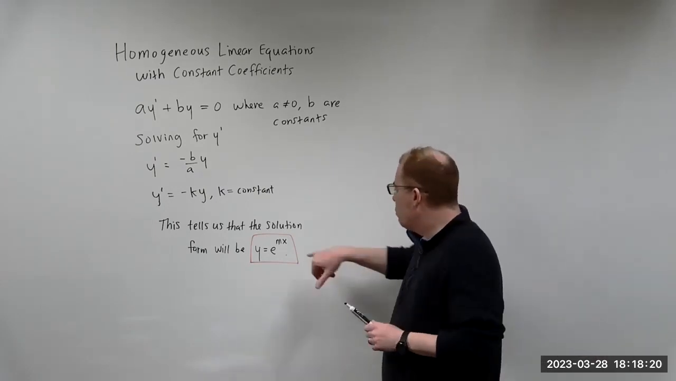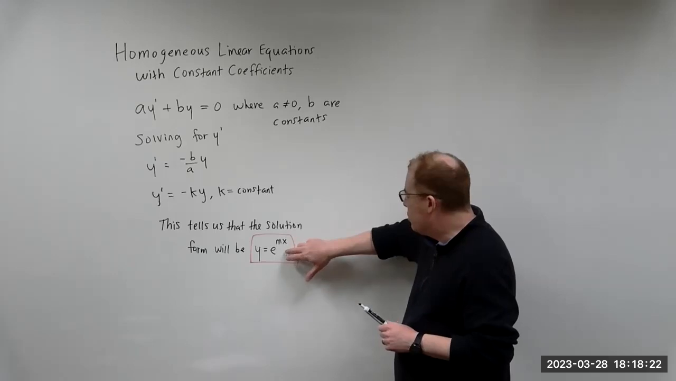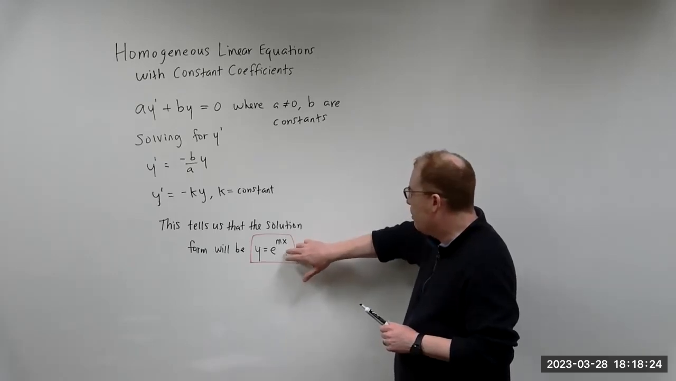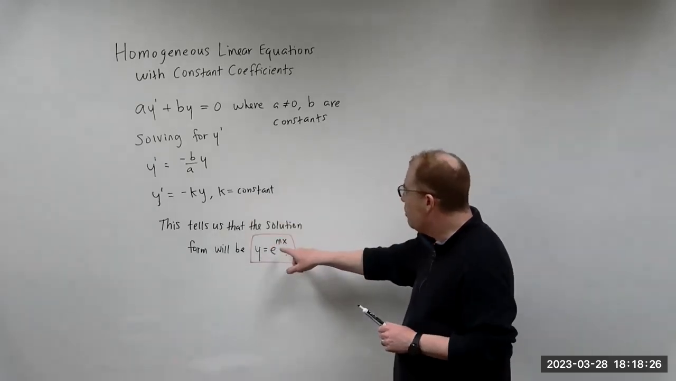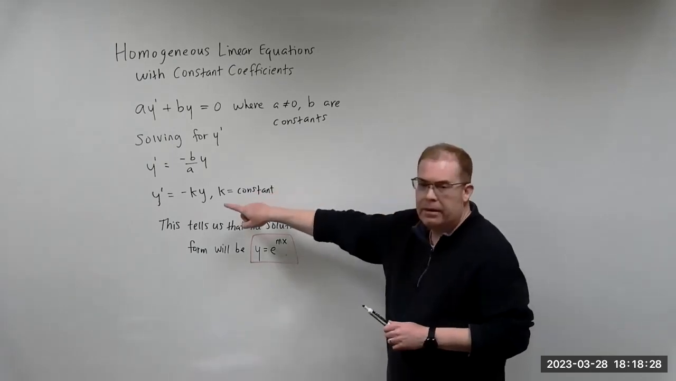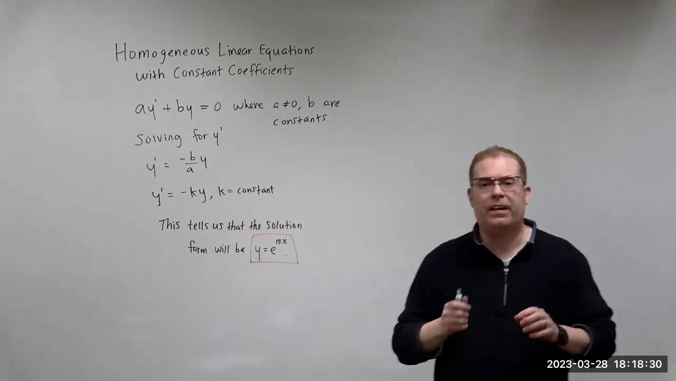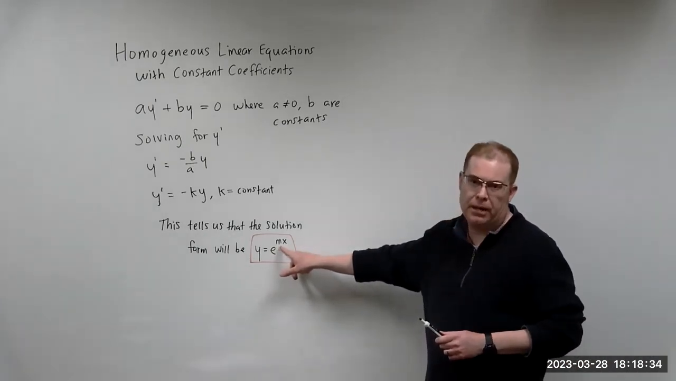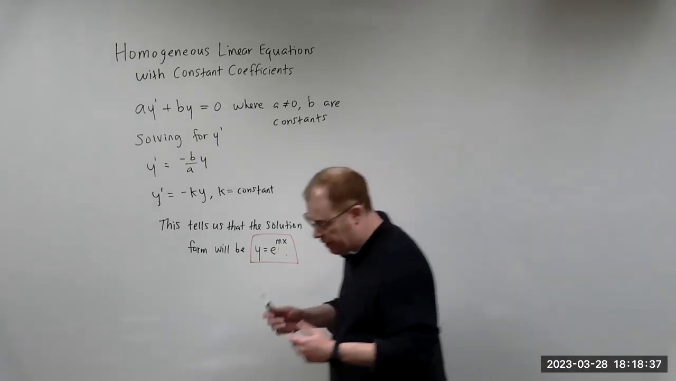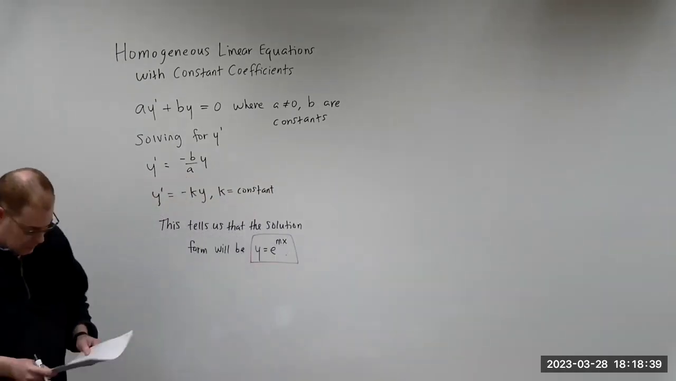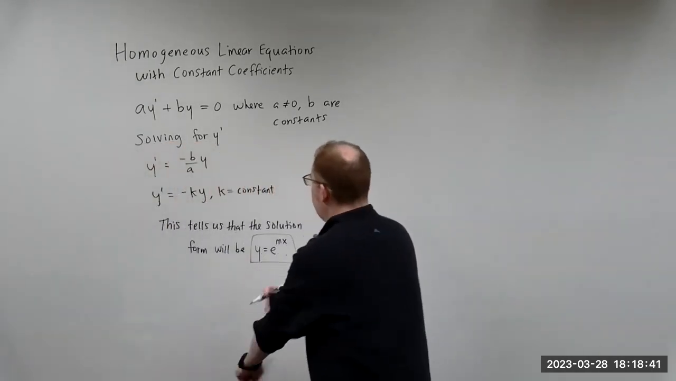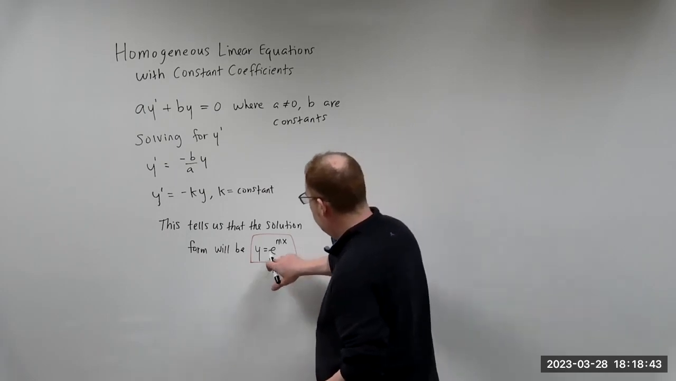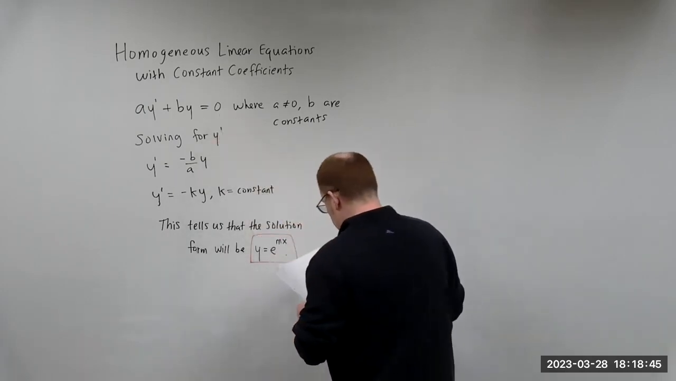Let's go ahead and assume that the solution will take on this form, based on what we know. So we can plug this back into the equation, and that way we can determine what the specific m value should be, okay? So let's do that. Let's take this and plug it back into here, okay?